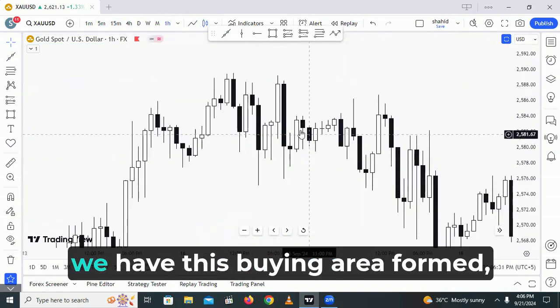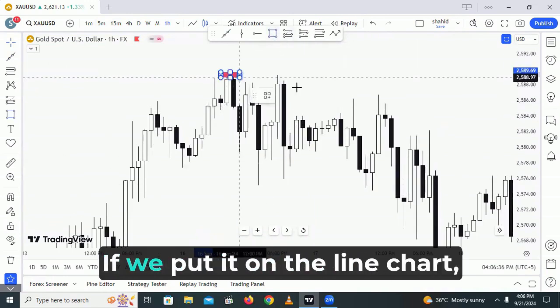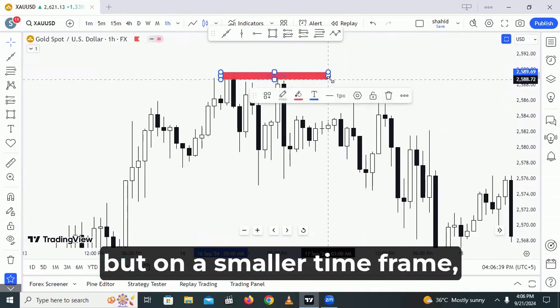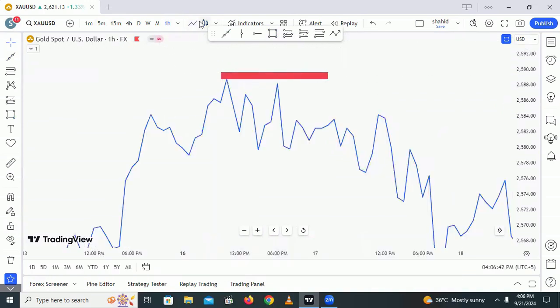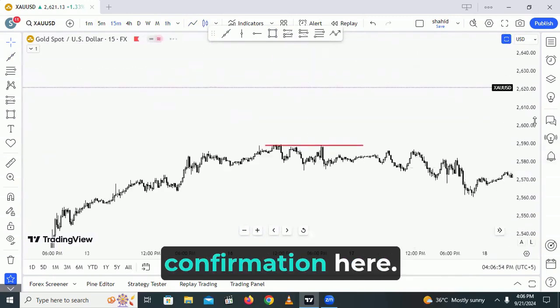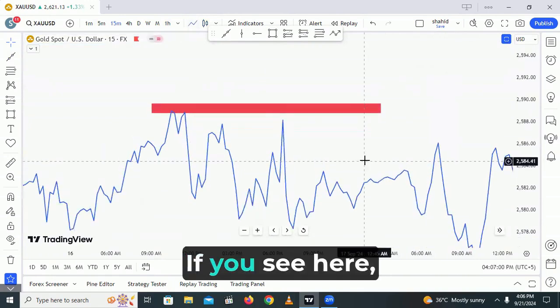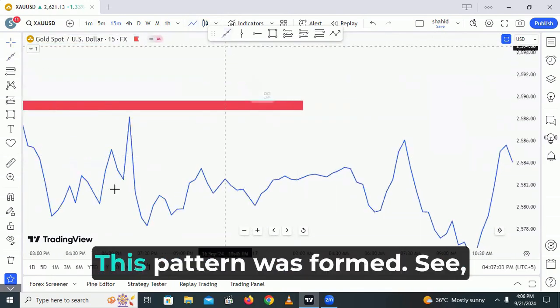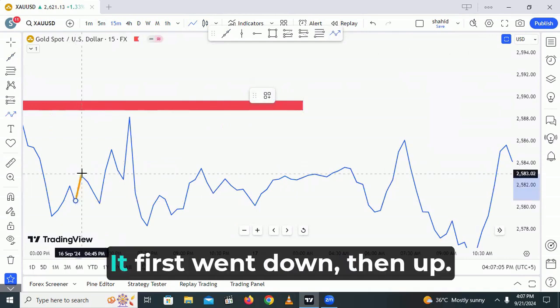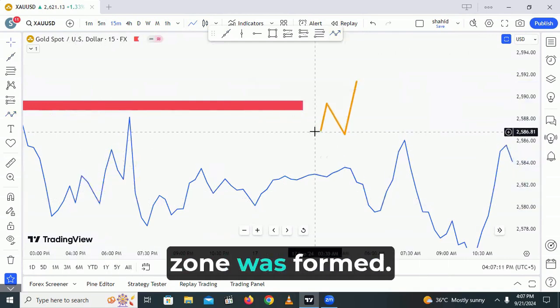If you see here, we have this buying area formed, meaning we have the entire entry area. If we put it on the line chart, this was the range, but on a smaller time frame. We put the trend line on a smaller time frame and take confirmation here. If you see here, we have clear confirmation. This pattern was formed. See what it did? It first went down, then up. So what happened to us? A complete trend line zone was formed.